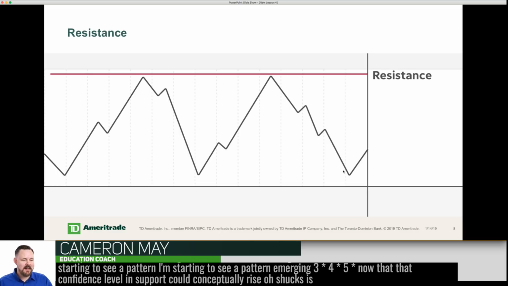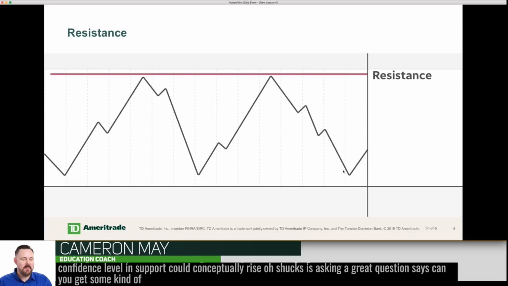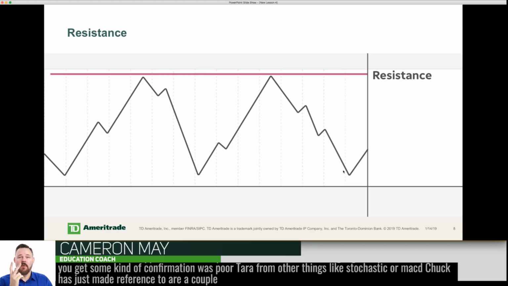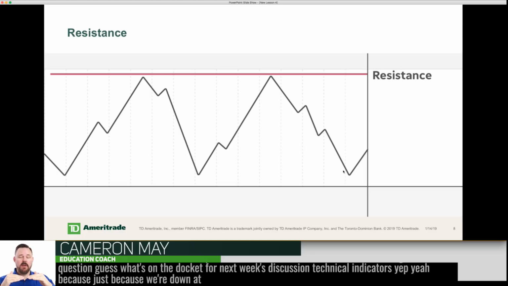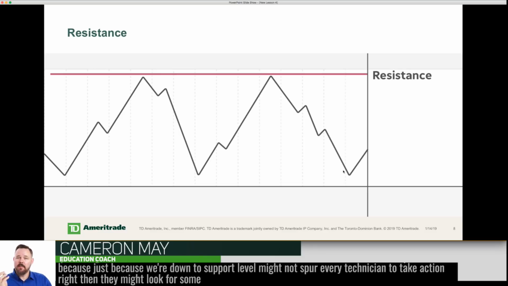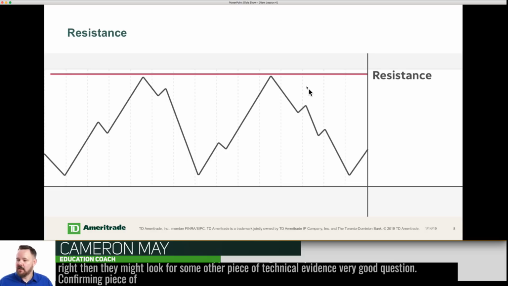Oh, Chuck is asking a great question. He says, can you get some kind of a confirmation of a support area from other things like stochastic or MACD? So what Chuck has just made reference to are a couple of what we call technical indicators. Chuck's great question. Guess what's on the docket for next week's discussion? Technical indicators. Yep. Because just because we're down at a support level might not spur every technician to take action right then. They might look for some other piece of technical evidence. Very good question. A confirming piece of technical evidence.